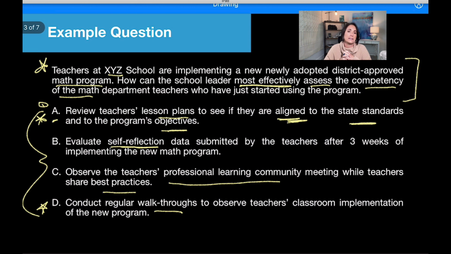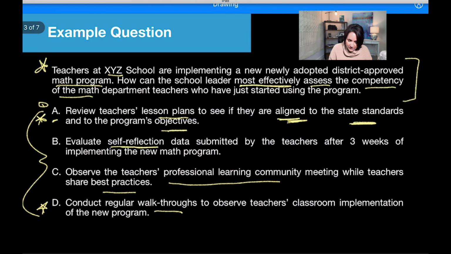Jasper, all of these answer choices look like good answer choices to me. How is a leader going to effectively assess teachers' implementation? Well, are we going to look at lesson plans? For sure. That's going to be the first step, right? Look at the lesson plans and make sure that they're even using the program and that they're aligning their instruction to the state standards, all right?